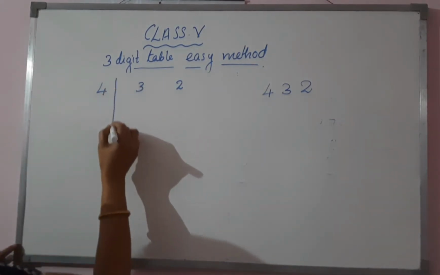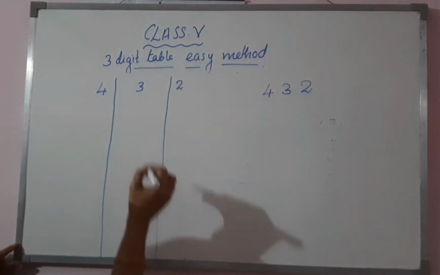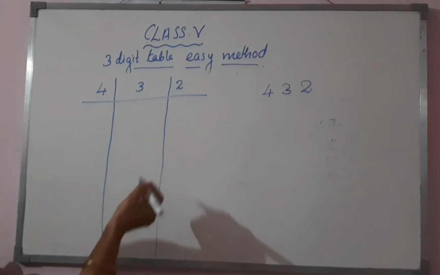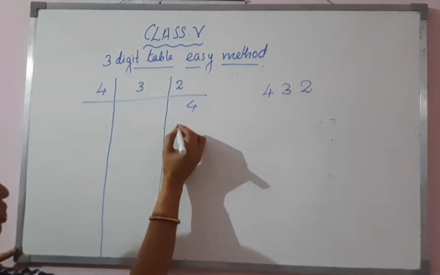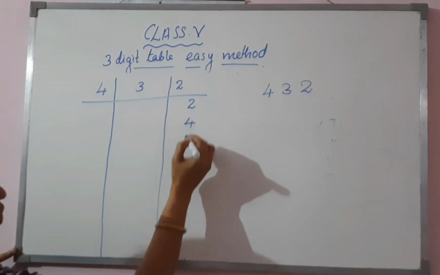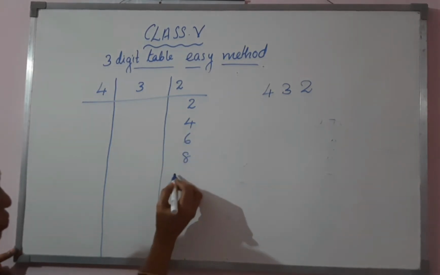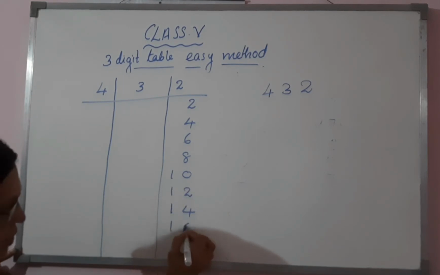Now we can separate the digits. I left some more space because in the other question when I was explaining it, the space was very less. So okay. Now 2 table, 3 table, 4 table. 2 1s are 2, 2 2s are 4, 2 3s are 6, 2 4s are 8, 2 5s are 10, 2 6s are 12, 2 7s are 14, 2 8s are 16, 2 9s are 18.